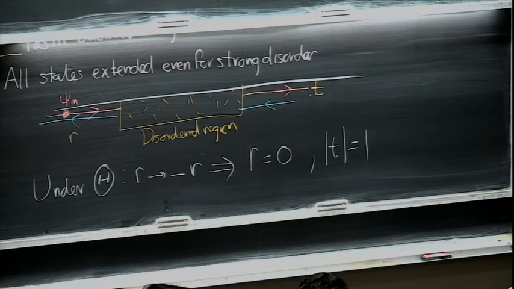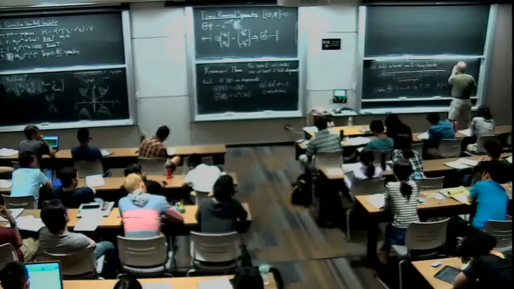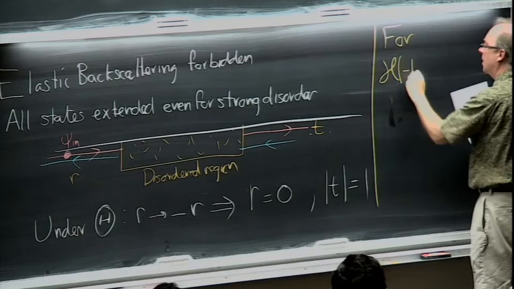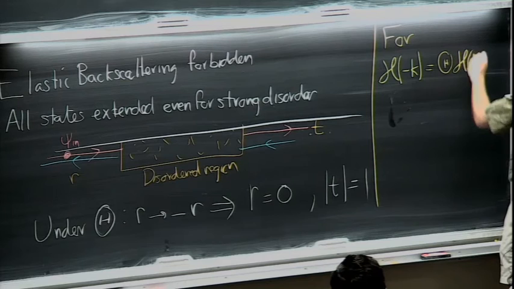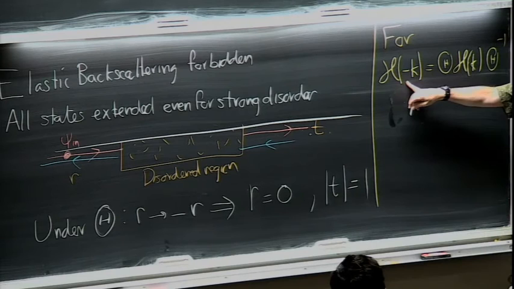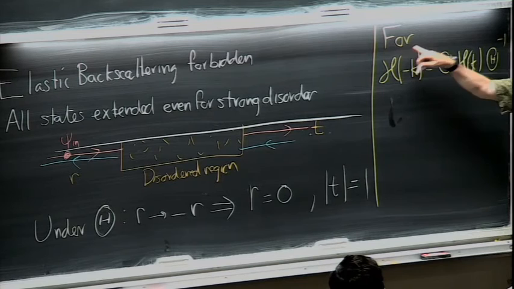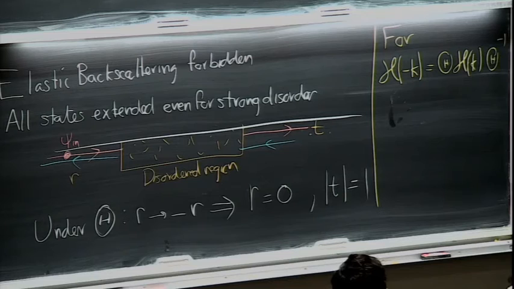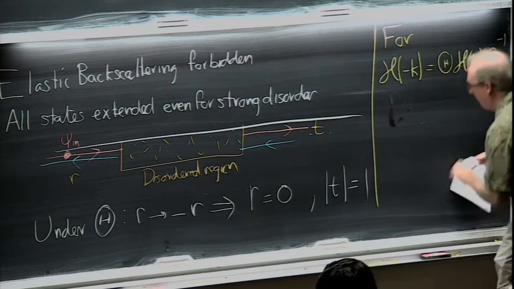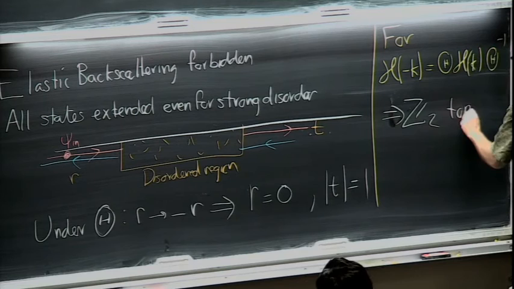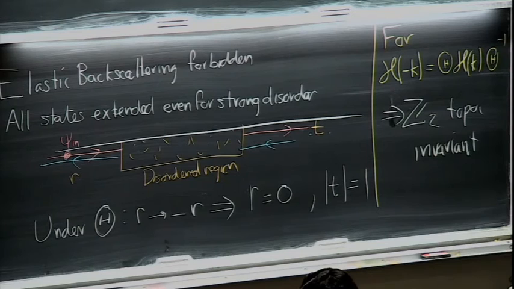In fact, what we now know is that if we constrain the Hamiltonians such that under time reversal, H of minus k is the time reverse of H of k, so if we add this constraint to the topological classification problem, and I'm only classifying Hamiltonians that satisfy this constraint, then what we get is that there is a Z2 topological invariant. And what that means is that there are two classes of time reversal invariant two-dimensional insulators.